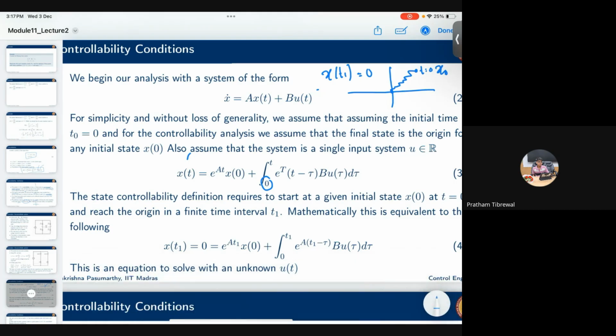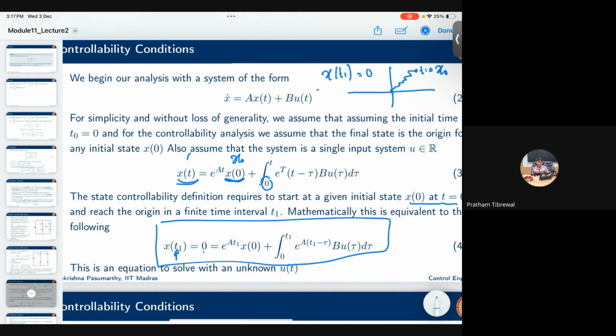Now my equation becomes simple. So again, what is the control problem? Starting from x at 0, which could be whatever x naught, I should be able to reach any x of t. The state controllability definition requires that given any initial state x0 at time t equal to 0, we should reach the origin in finite time. I'll call that x at t1. So x at t1 becomes 0, and now I have something like this.